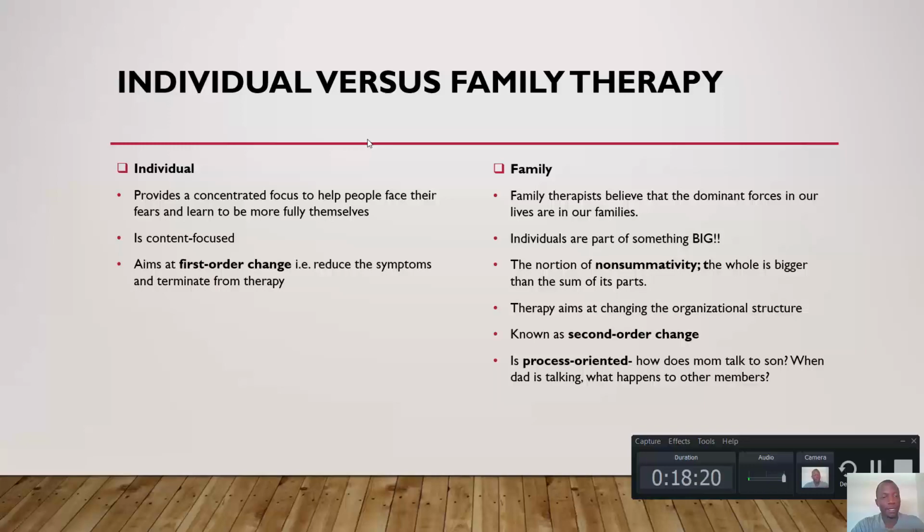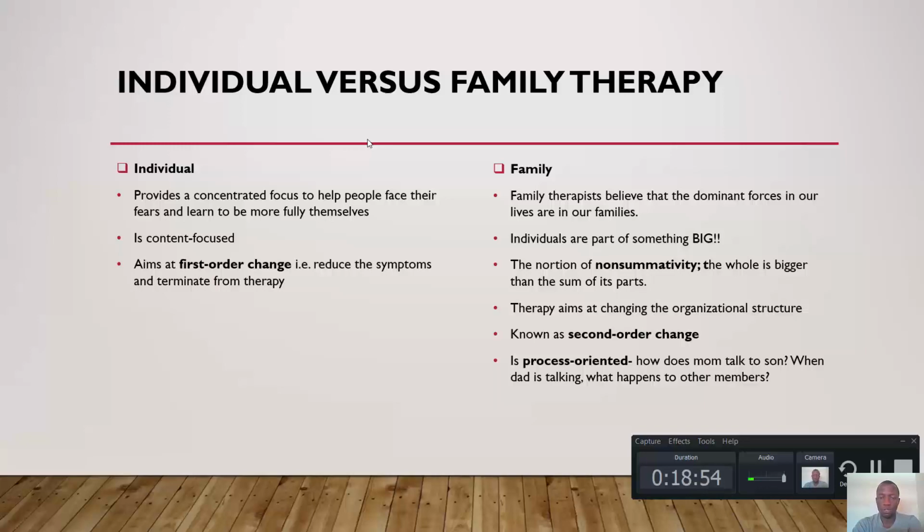And so, all in all, individual therapy aims at first order change. In the field of marriage and family therapy, we call that reducing the symptoms and terminating from therapy. Symptoms are not gone, they don't have a buffer, but you've been able to reduce them a little bit and let the person go. Whereas for family therapy, we believe that the dominant forces in our lives are in our families. And so we believe that individuals are part of something bigger.